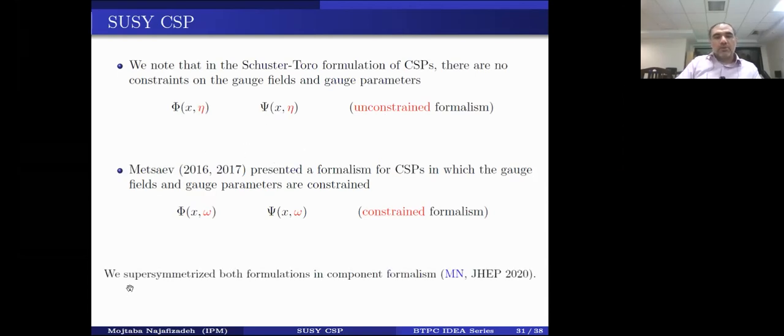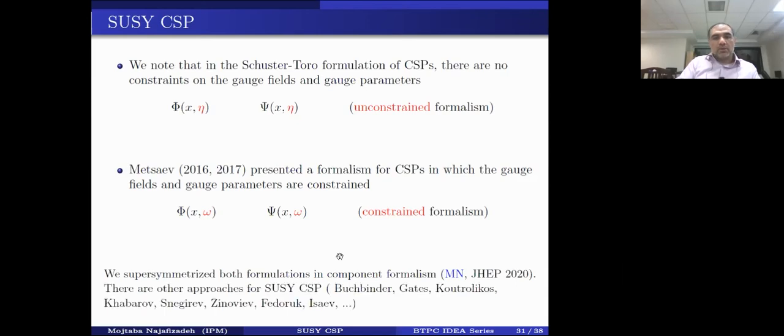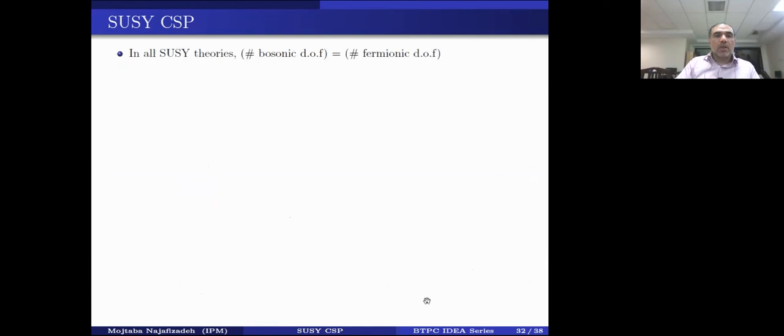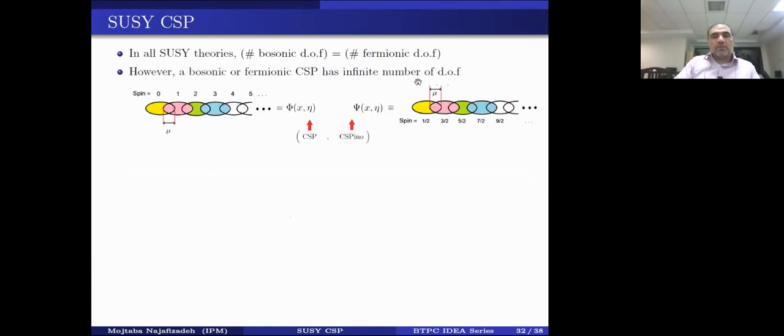We supersymmetrized both formulations in component formalism. But there are other approaches for SUSY CSP by Buchbinder, Gates, Koutrolikos, and other people. We know that in all SUSY theories, the number of bosonic degrees of freedom should be equal to the number of fermionic degrees of freedom. However, for CSP, we know that a bosonic or fermionic CSP has an infinite number of degrees of freedom.